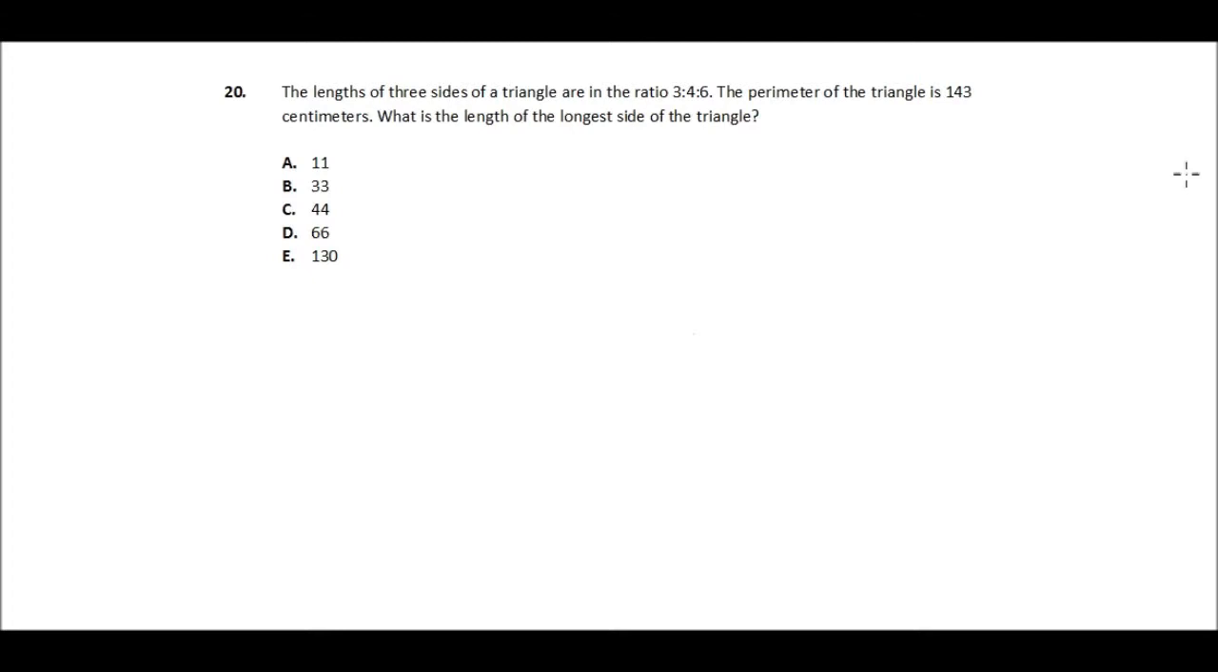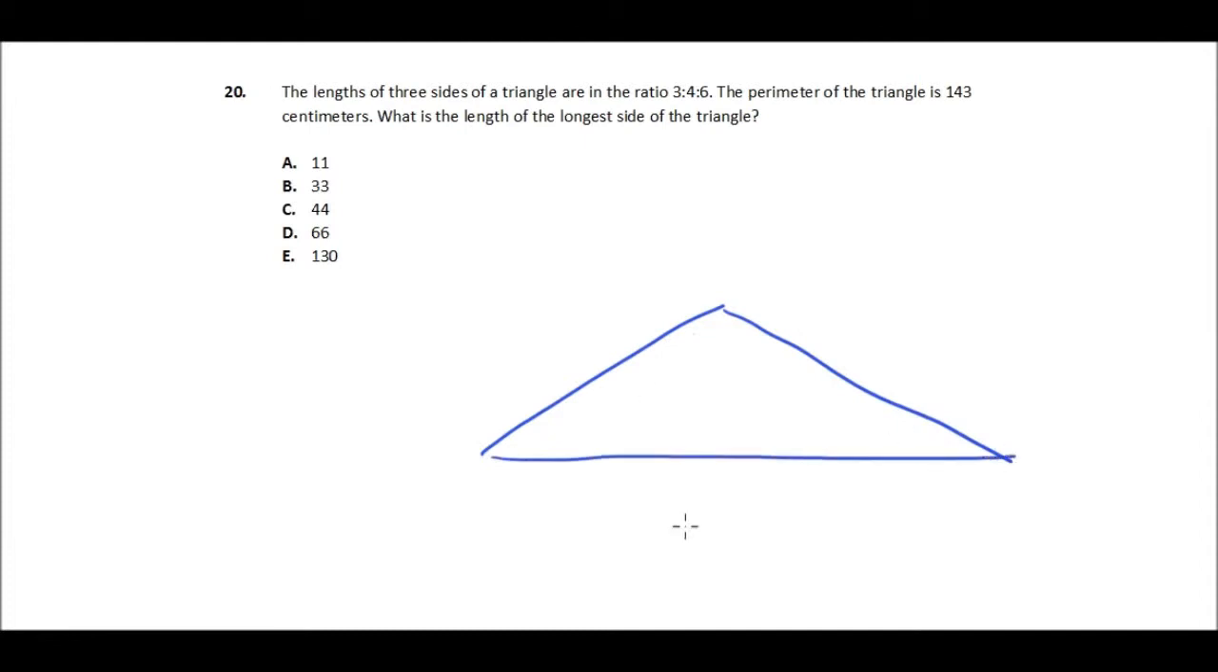The perimeter of the triangle is 143 centimeters. What is the length of the longest side of the triangle? All right. So we have this triangle here that has a perimeter of 143. So we know that. So 143 equals the perimeter, right? And then we know that the sides of the triangle are in a ratio to one another, right?